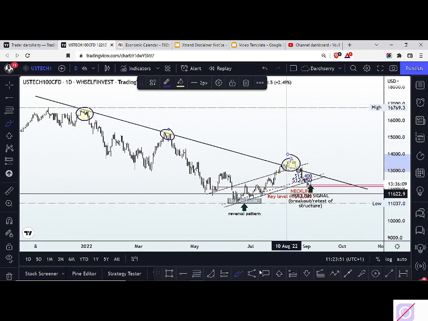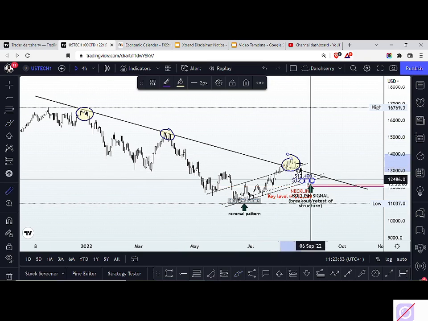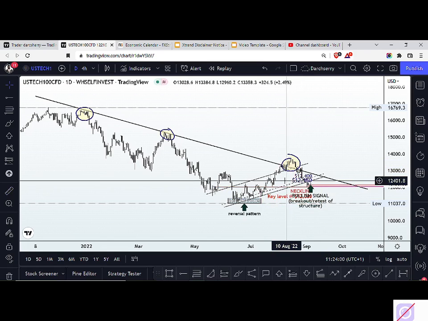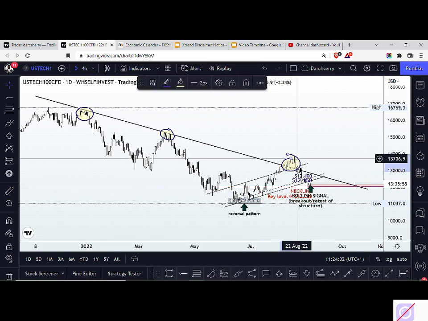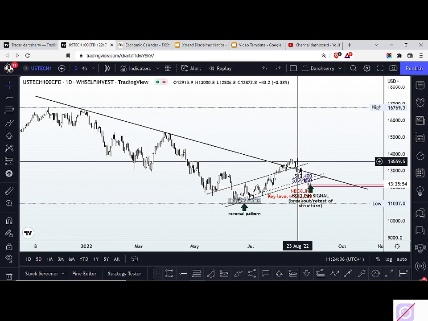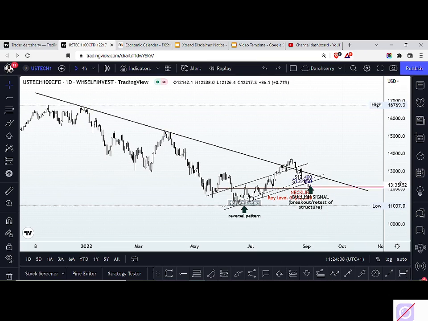And remember, we were able to take this move right from this point into this area, which gave us over 1,400 pips on this one. So in the last couple of weeks, we've been very profitable on the US Tech. And what was our plan for the new week yesterday?